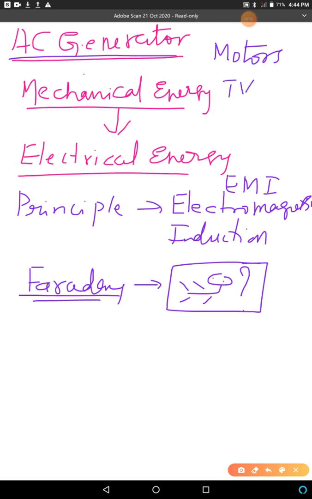These are all the uses of electromagnetic induction. Without electromagnetic induction we cannot imagine the modern world.